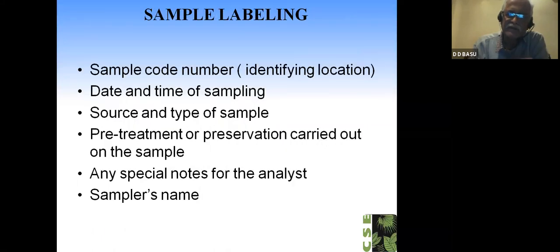Sampling code number: you have to give a code system. The Central Board has a very good code system; you can follow that also. Date and time of sampling. Source and type of sample. Pre-treatment or preservation carried out on the sample. Any special notes for the analyst, such as whether it rained or not, or rained the last day. These are all things you have to note. Next.